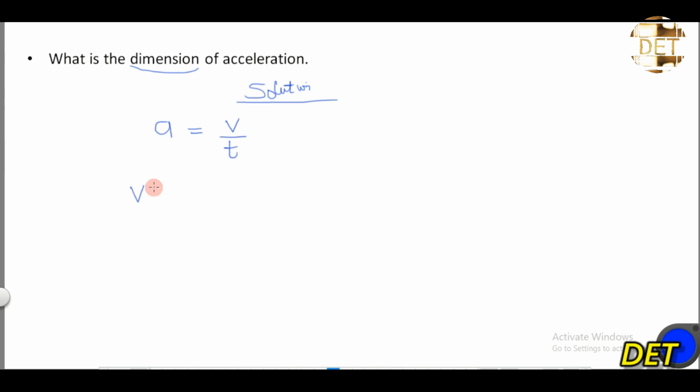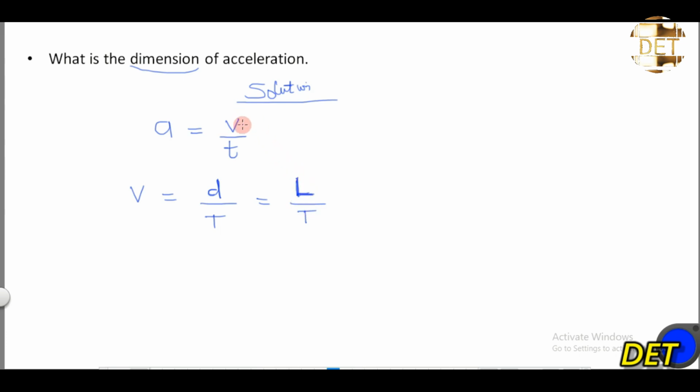So velocity is equal to displacement all over time, right? Displacement is a fundamental quantity, and it is length itself. Time is a fundamental quantity. So the dimension for velocity is what? Displacement is length, right? So it is L all over T. So this is the dimension for velocity.